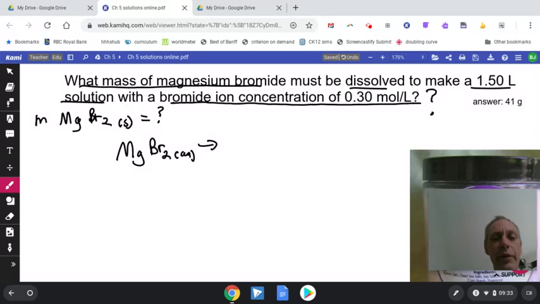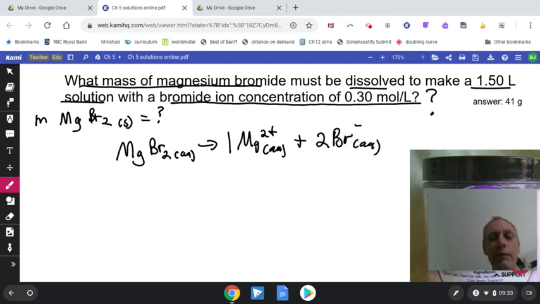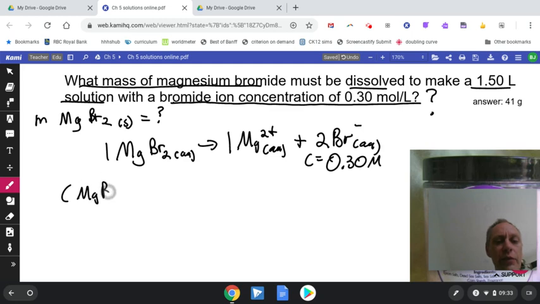breaks apart into 1 Mg2 plus, 2Br minus. Okay, so we have this concentration. So we're going to use stoich to work backwards because this is a balanced equation. So what is the concentration of MgBr2? If we solve for the concentration of MgBr2, we can get the mass.